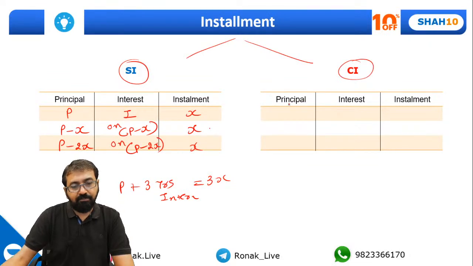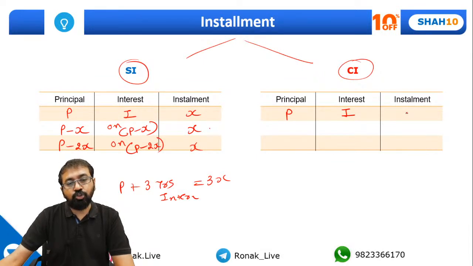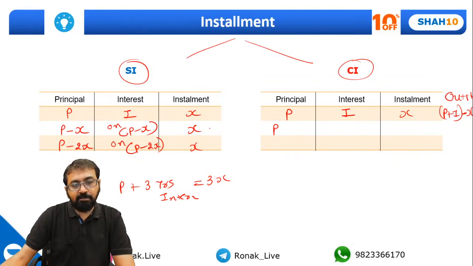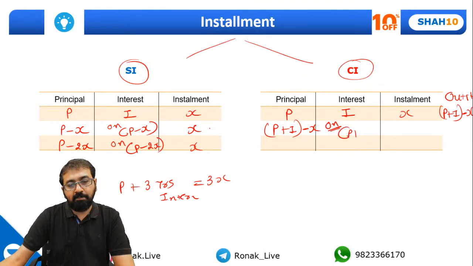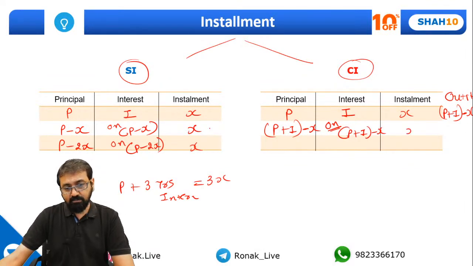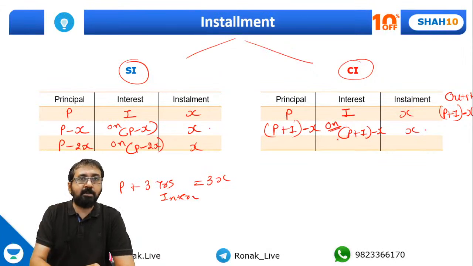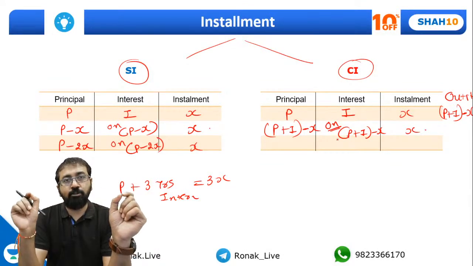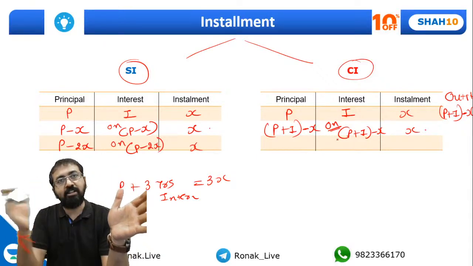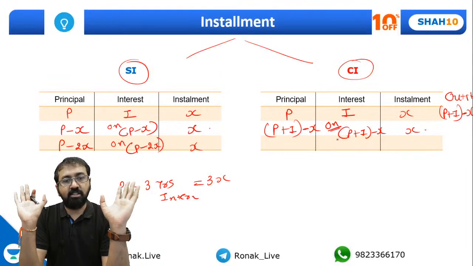Now let's look at compound interest. If I invested principal P, and the first year's interest is I, and installment is say X, then outstanding will be P plus I minus X. For the second year, we will consider principal as P plus I minus X, and interest will be calculated on this one, P plus I minus X. Again, installment will be X, and you will just go this way, right? Interest will be added to the principal. From that amount, the installment value will be subtracted, and then on the remaining amount, the interest will be calculated. Are you clear between these two, simple interest and compound interest installment?